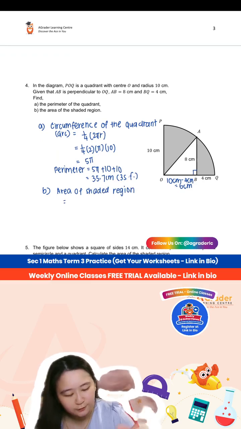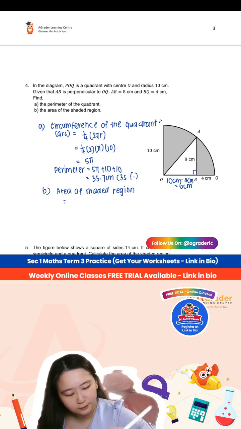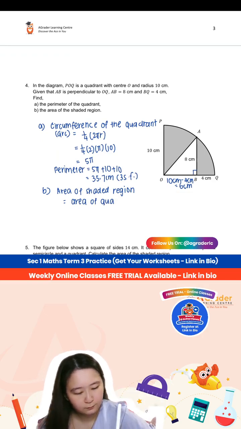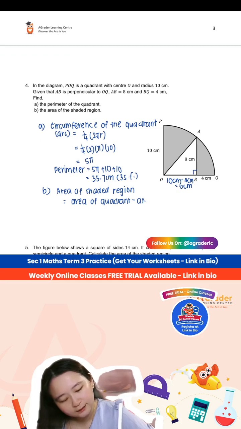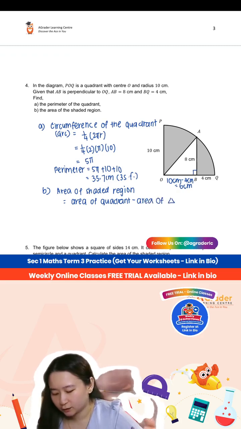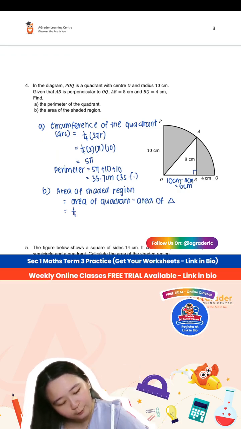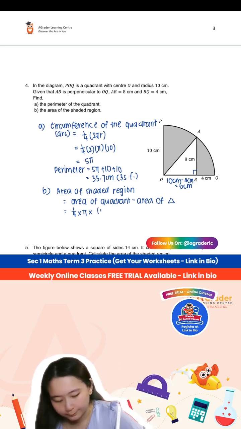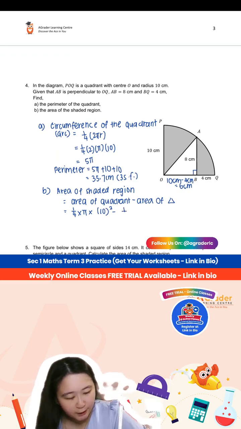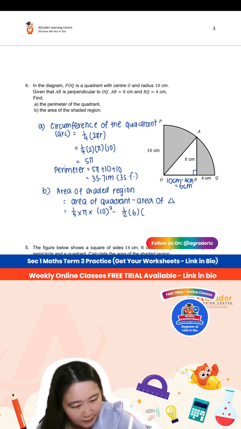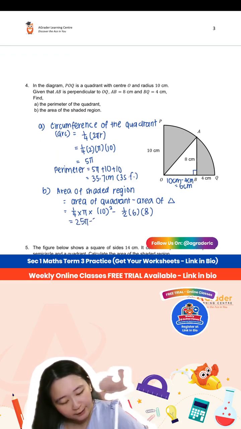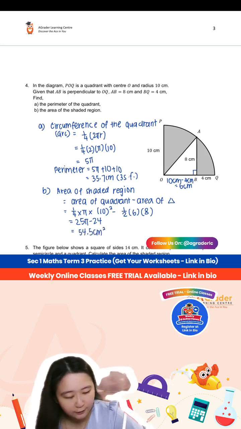So the area of the shaded region will be the area of the quadrant minus the area of the triangle. The area of the quadrant is 1/4 times pi r squared, then minus the area of the triangle, which is half times base times height. This will give us 25 pi minus 24. Then we round off to 36. Make sure you get the correct unit for area.